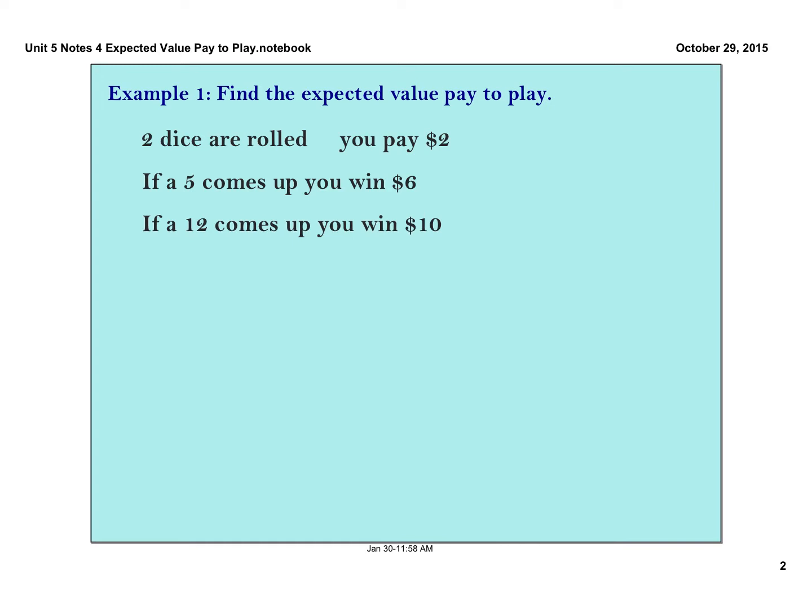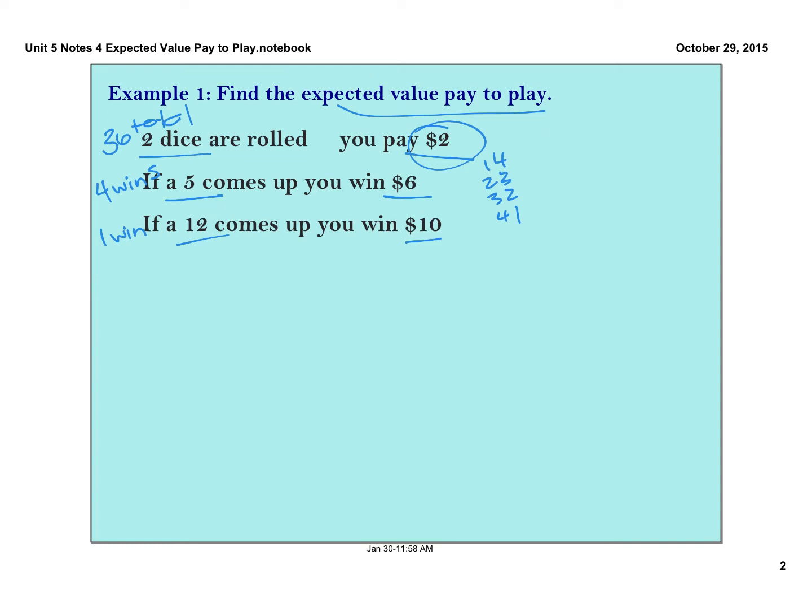So find the expected value for pay to play. 2 dice are rolled, that's 36 total. You pay $2. If a 5 comes up, you win $6. So 5 is 1 and 4, 2 and 3, 3 and 2, and 4 and 1. So there's 4 wins. If a 12 comes up, then you win $10. That's just 1 win. And again, the difference today is we don't care about the losses. This is automatically out. So we don't need to go through the hassle of finding the losses.